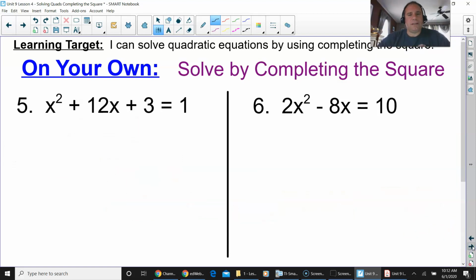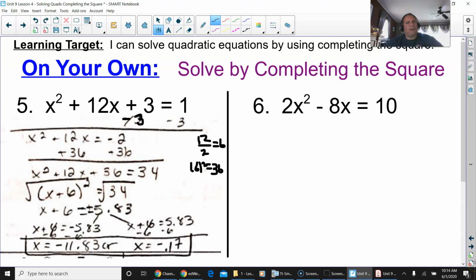So on to the next two, the last two of the challenge questions, solved by completing the square. You can press pause and we'll come back with the answers. Press pause now.